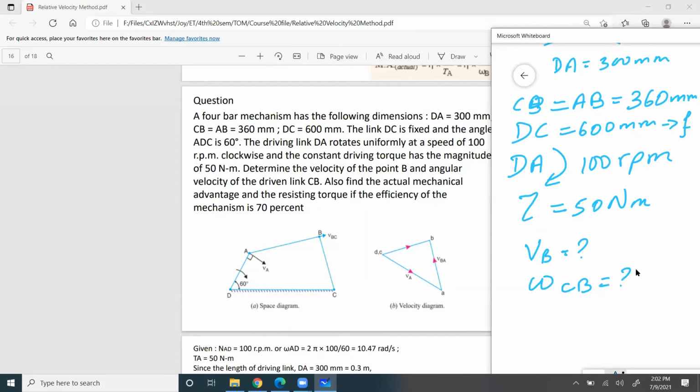Also find the actual mechanical advantage, and also the resisting torque if the efficiency of the mechanism is 70%. So these all are the given data, and these all we have to find, right?